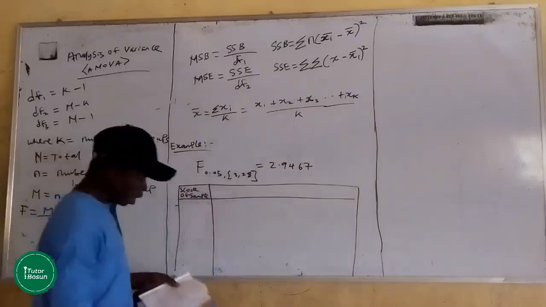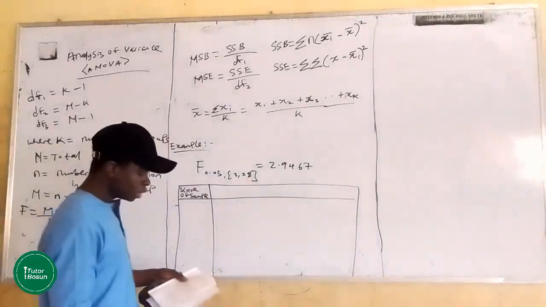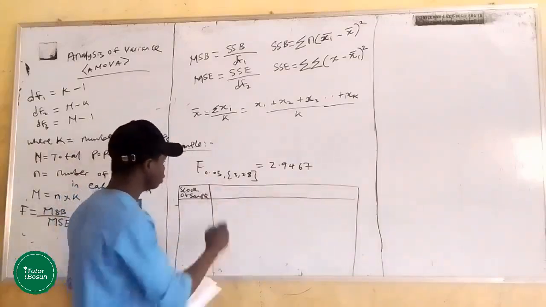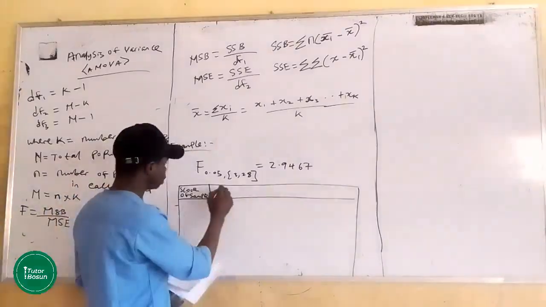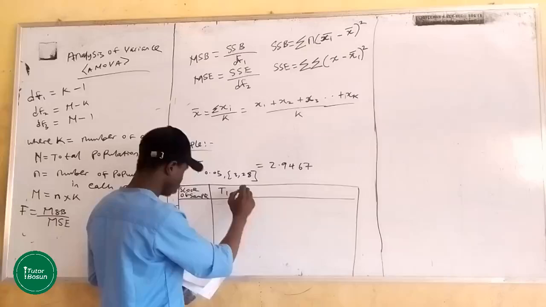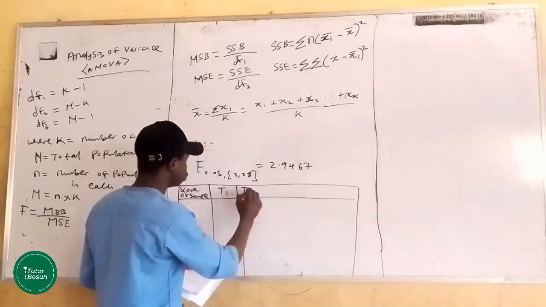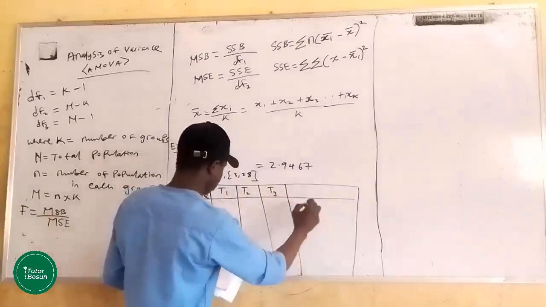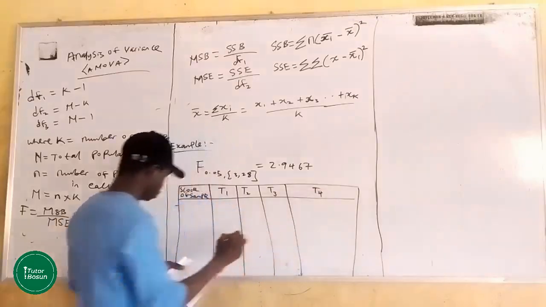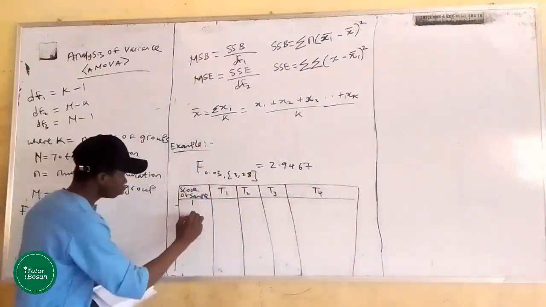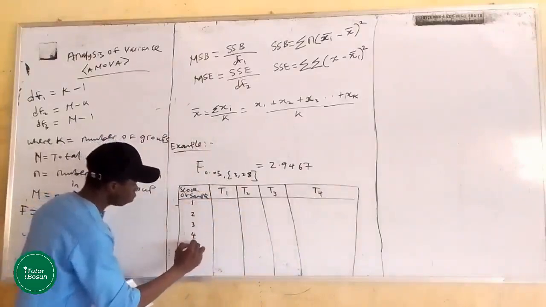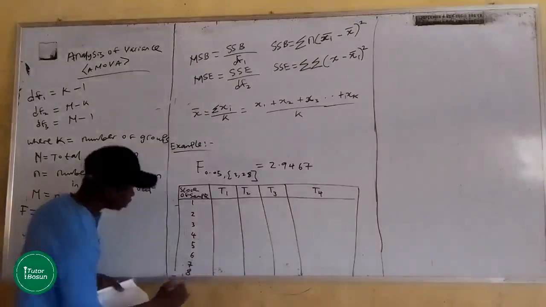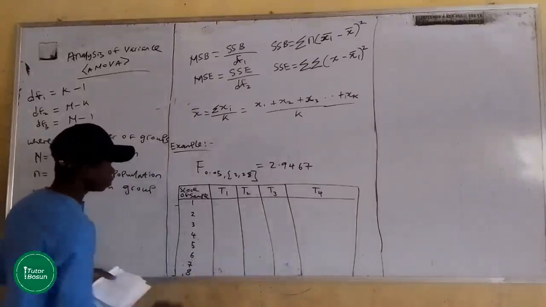We have treatment 1, treatment 2, treatment 3, treatment 4. So as to avoid accumulating those, let me just represent it by T. So I can say this is T1, this is T2, this is T3, and this is T4. So I have 1, 2, 3, 4, 5, 6, 7, 8. I have about 8.